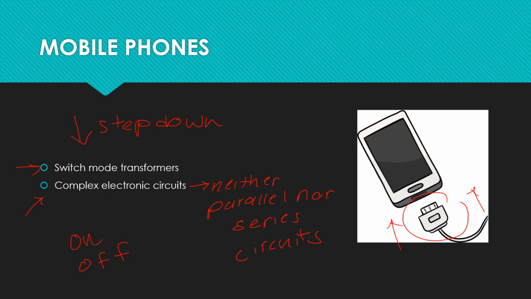And this is another advantage for using switch mode transformers in applications such as mobile phone chargers, because one, of their size, two, because of the step down transformers, and three, because of its rapidly changing currents, which is switching the currents on and off at a high frequency between 50 Hz and 100 Hz.